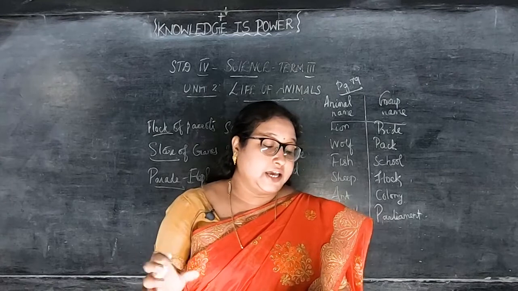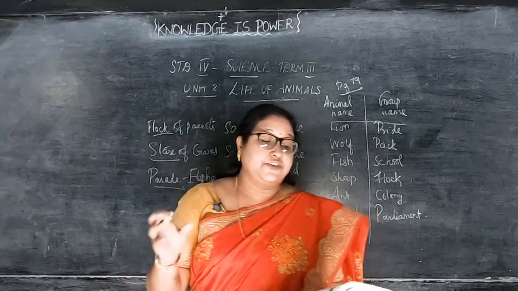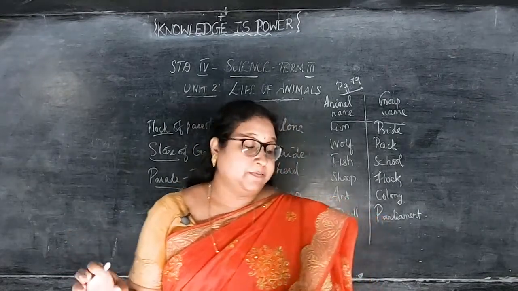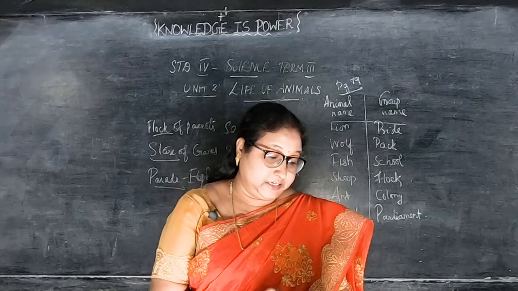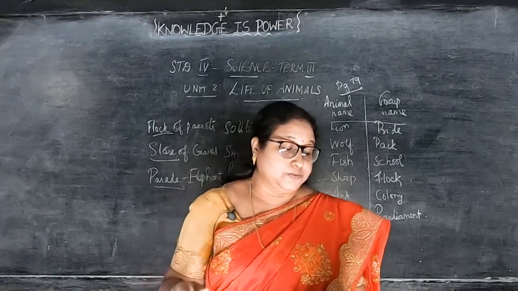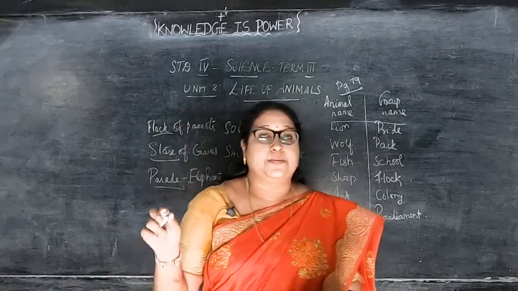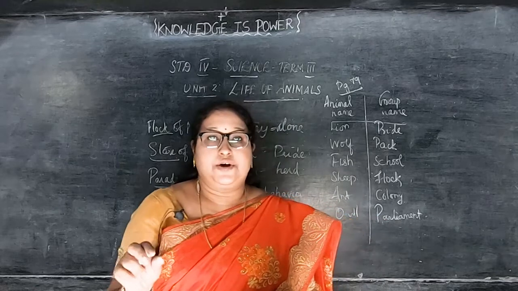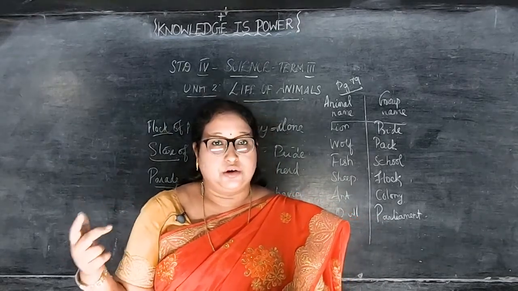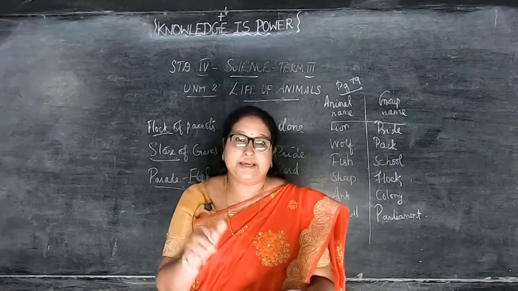Then taking care of young ones. Who takes care? Yes, the female elephant takes care of its calf. Calf is a baby elephant. Protection from predators. Wild beasts make sounds to alert their group. Predators means enemies. So who protects the group from the enemies? Wild beasts. How do they protect? By making a sound to alert their group.